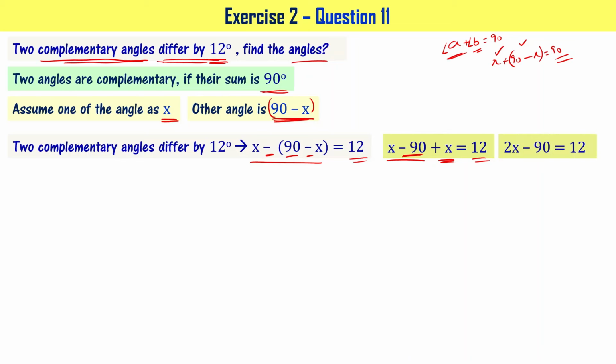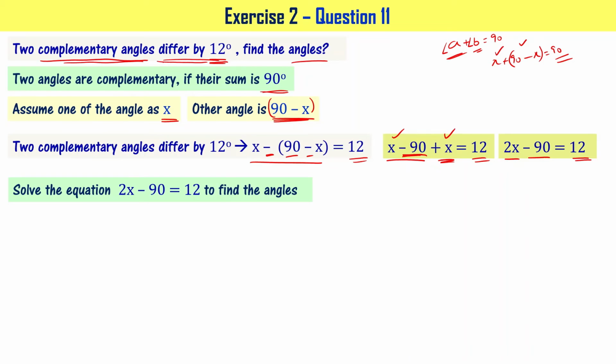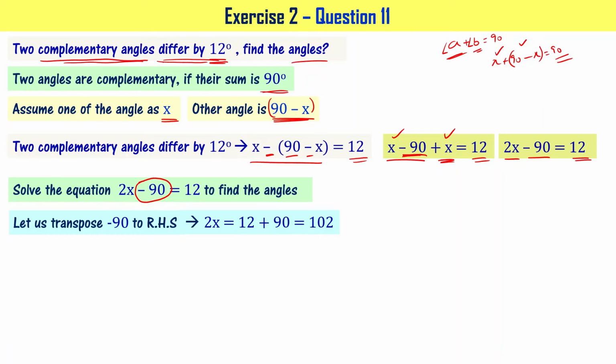Simplify this such that you can write x plus x is 2x, and minus 90 is written as is. 2x minus 90 equal to 12, right? This is a linear equation in one variable. We can solve this to get the angles, right? When you want to solve, you would be transposing this minus 90 to the other side. When you do it, it becomes 2x equal to 12 plus 90, that is equal to 102, right?